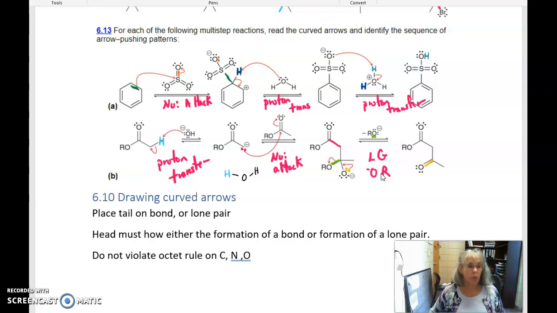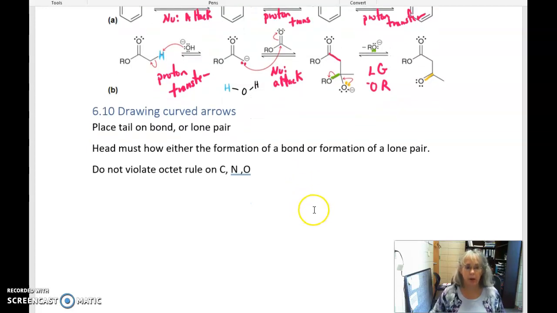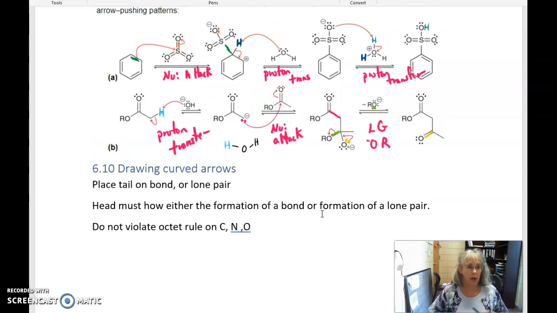Okay, when we draw curved arrows, we always place the tail on a bond or a lone pair. The head must either be at the formation of a bond or the formation of a lone pair. Do not violate the octet rule. Sometimes we have to draw another arrow to not violate the octet rule. So for example, we have these 2 electrons attacking this carbon. This carbon has 4 bonds, but because the oxygen can take 2 of its electrons back, that bond can happen. That happens. Okay.